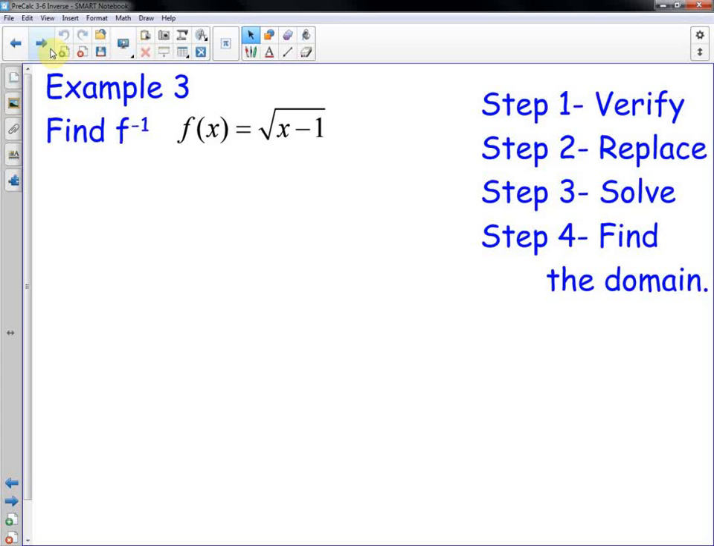On this one, we're going to find the inverse of f. What they're looking for is the inverse of f, which is basically just 4 steps here. One is you need to verify that the inverse does exist. A quick way that you can do that is by graphing. And when you graph, it should either always increase or always decrease. Some of them you may or may not know how they look.